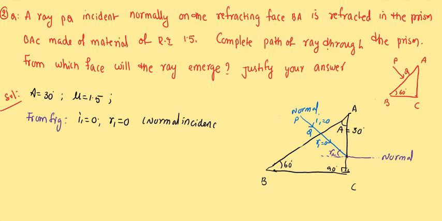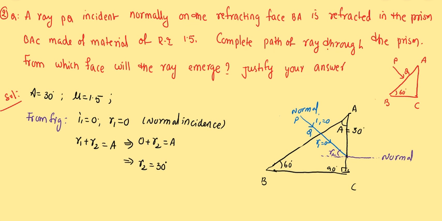And we know one formula, R1 plus R2 is equal to A. We substitute R1 as 0, so 0 plus R2 is equal to A. From that we will get the R2 value as 30 degrees. The A value we know already is 30.